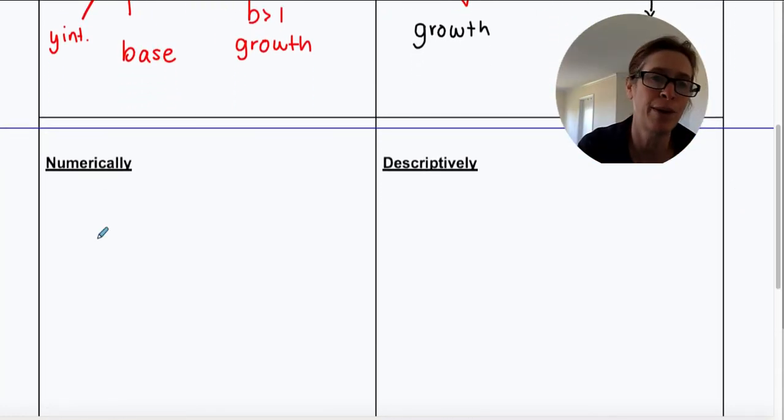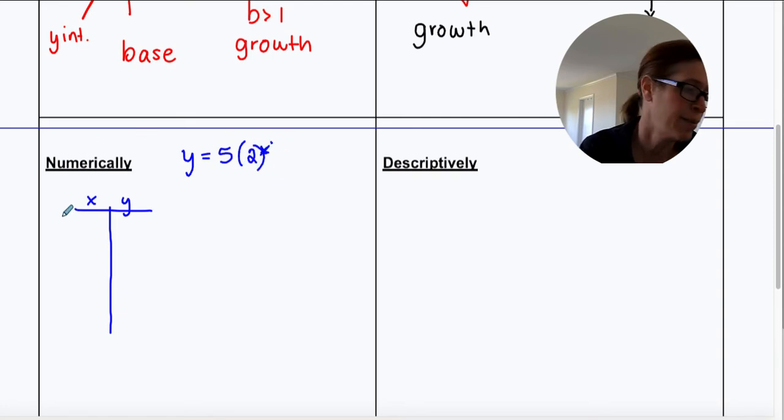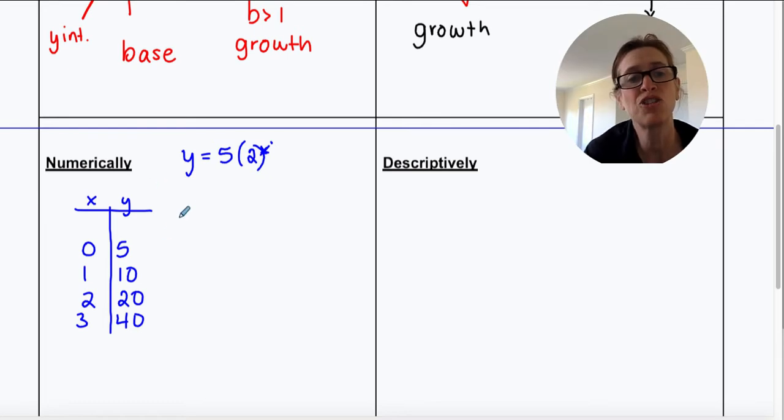Numerically, I want to talk about numerically for a second. If I were to make a table for this function, y equals 5 times 2 to the x, my table might look like 0, 5, 1, 10, 2, 20, 3, 40. I want you to recognize what's happening in the table. On the x side, all of the x's are increasing by 1, while all of the y's are being multiplied by 2.